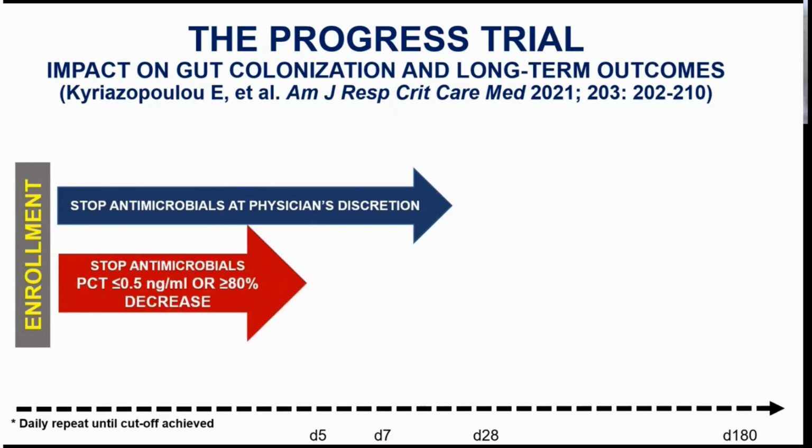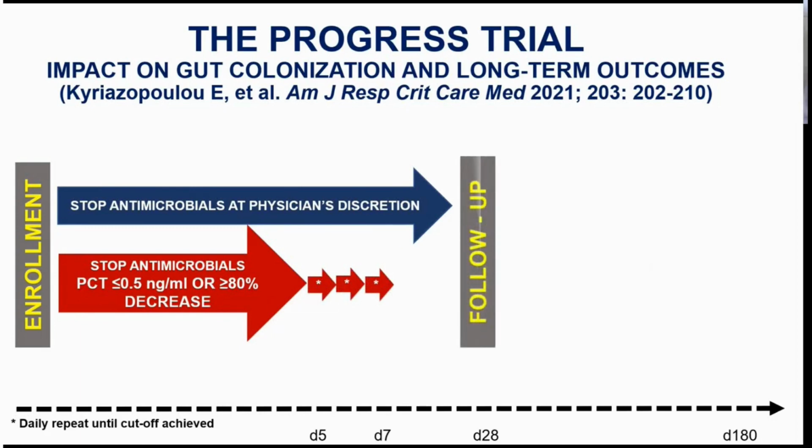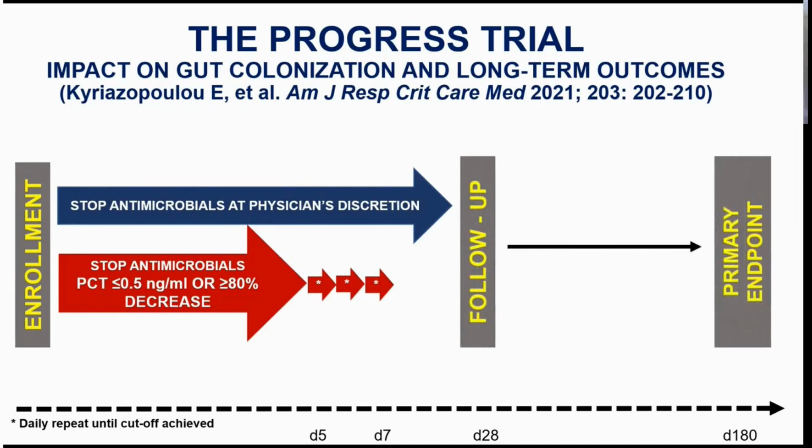In the second group, procalcitonin is measured at baseline, and on day 5 we measure procalcitonin again. If it has decreased by 80%, or if we find less than 0.5 nanogram per ml, we stop antibiotics. If this is not the case on day 5, we repeat after 1 day, after 2 days, after 3 days, and we stop antibiotics when this change is found. We follow the patient up until day 28 and also for 16 months. Meanwhile, we collect samples from stool.